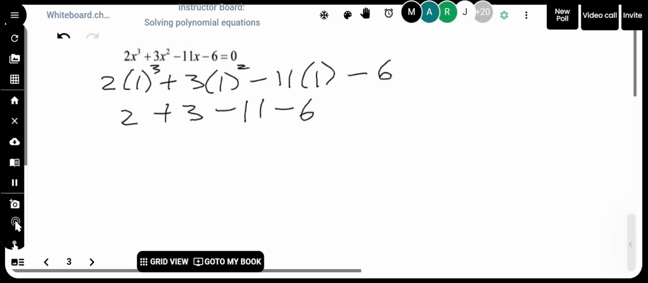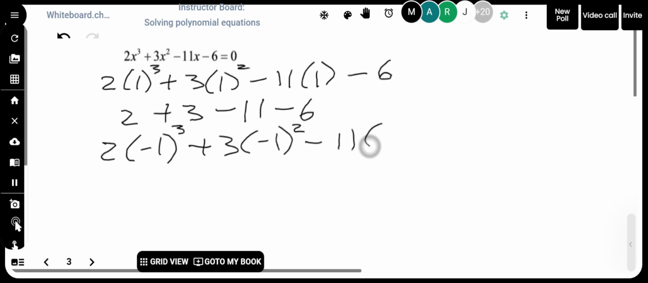Okay. Right. So that means that we're going to try minus 1 now. So everywhere I had a 1, I'm going to put a minus 1. So 2 times minus 1 cubed plus 3 times minus 1 squared minus 11 times minus 1 minus 6. And we're crossing our fingers and seeing what the answer is.